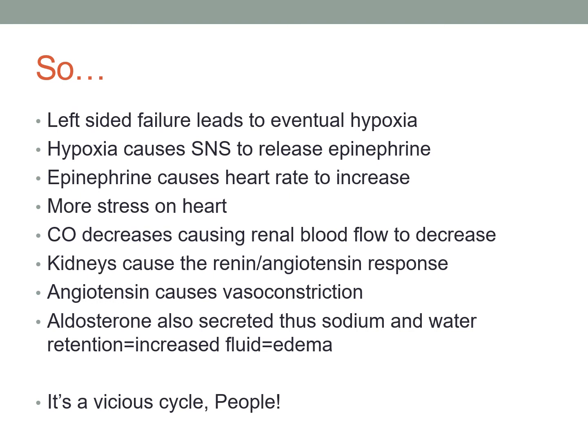Then you have cardiac output decreases, which causes renal flow to decrease, then causes the kidneys to release angiotensin and renin response. Angiotensin causes vasoconstriction. So if you have vasoconstriction, you're not getting blood flow to your vital organs, your liver, your kidneys, okay?